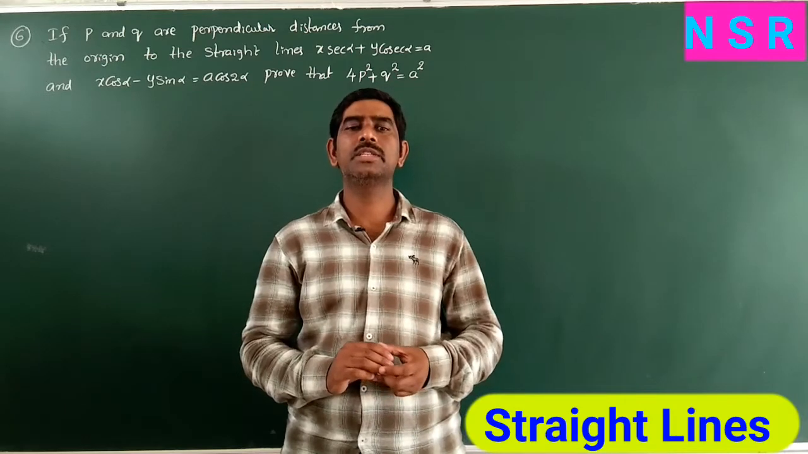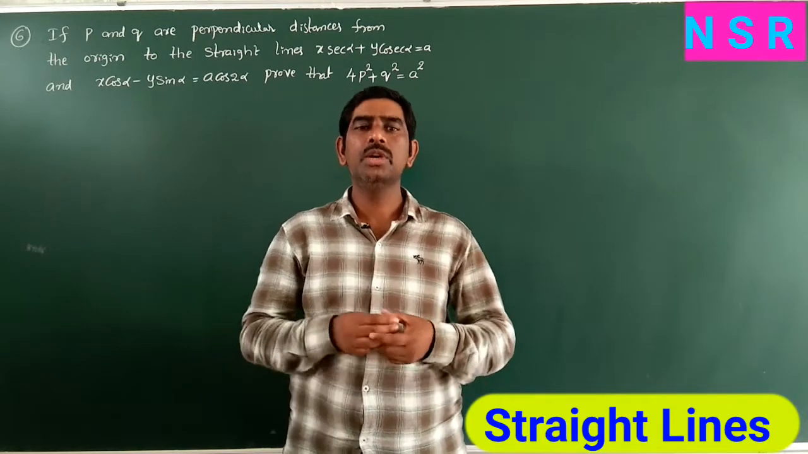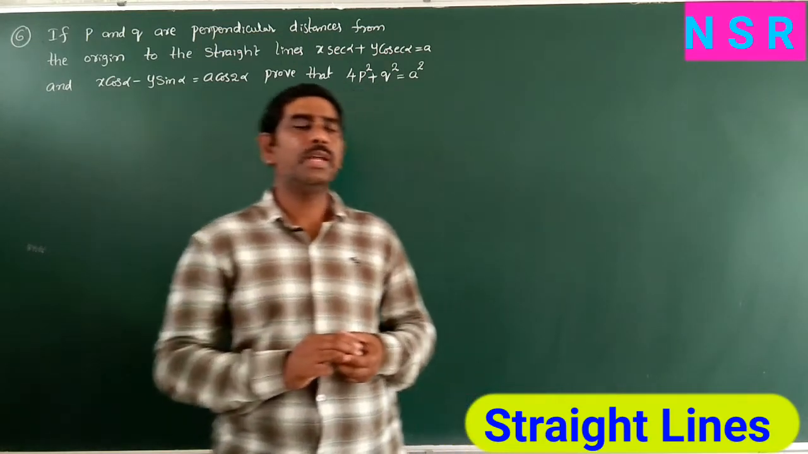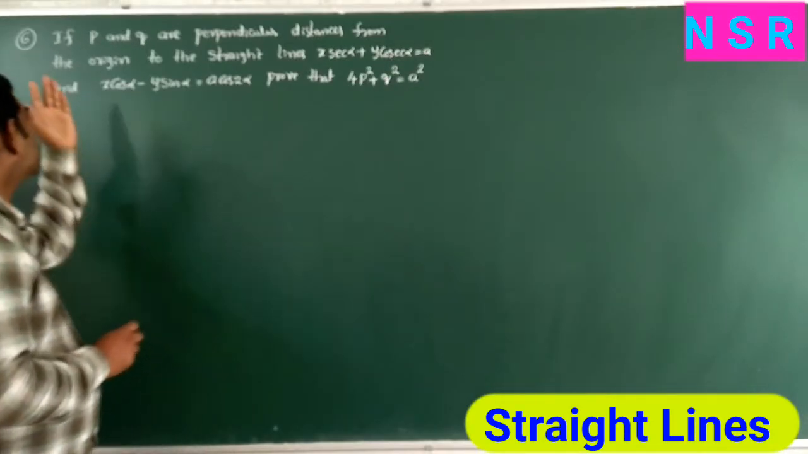This is the 9th session of straight line for junior inter students. In this session also we are going to solve some 7 marks questions. So our next 7 marks question is question number 6.